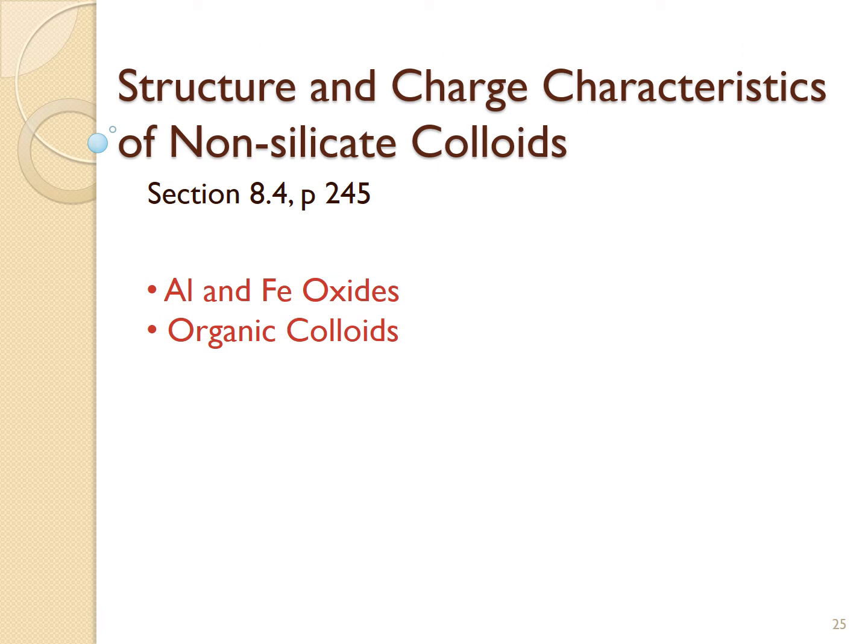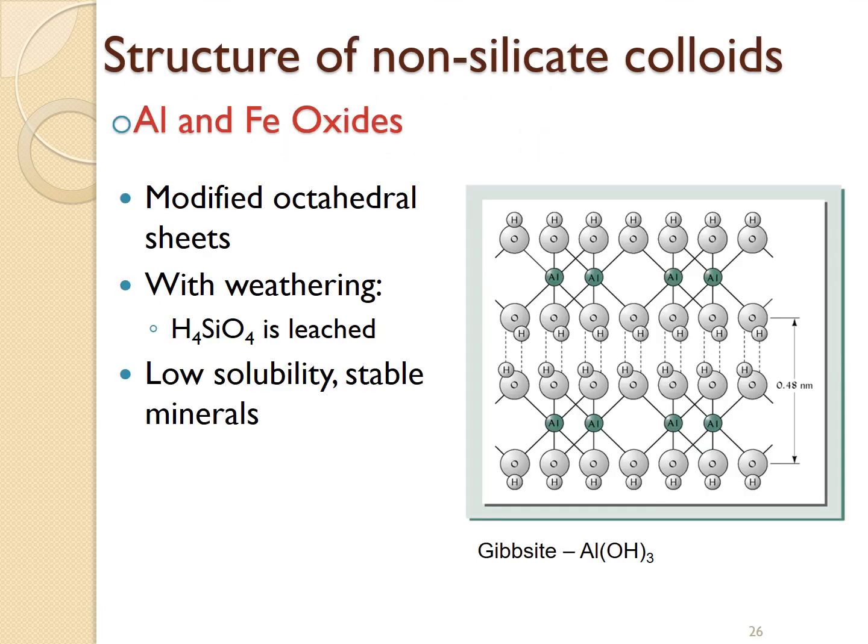So now we're going to talk about the structure and charge characteristics of non-silicate colloids. So we're going to be talking about aluminum and iron oxides and organic colloids. So aluminum and iron oxides are basically octahedral sheets that are left over after a whole bunch of weathering. So the tetrahedral sheet has been weathered off, and part of the octahedral sheet has undergone weathering and is a little messed up, basically.